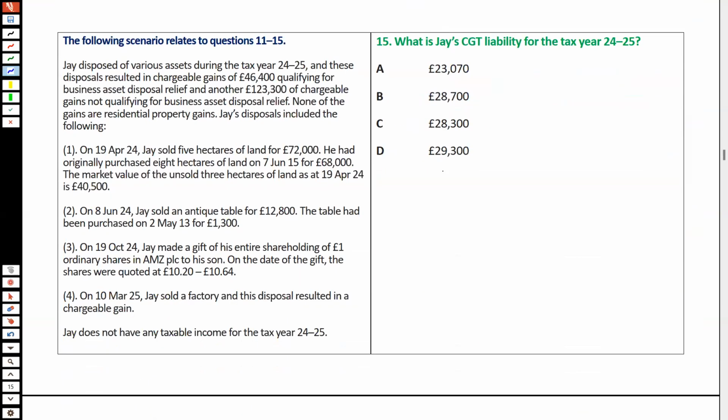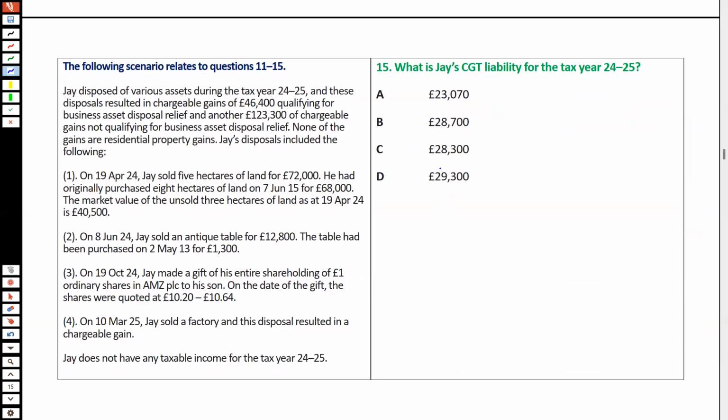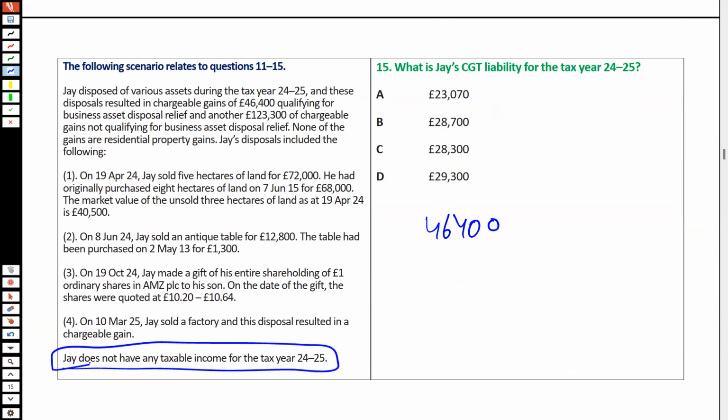Last. What is the CGT liability for the tax year 24-25? So, CGT liability for 24-25, and please remember, J does not have any taxable income. So J does not have taxable income, like we discussed.